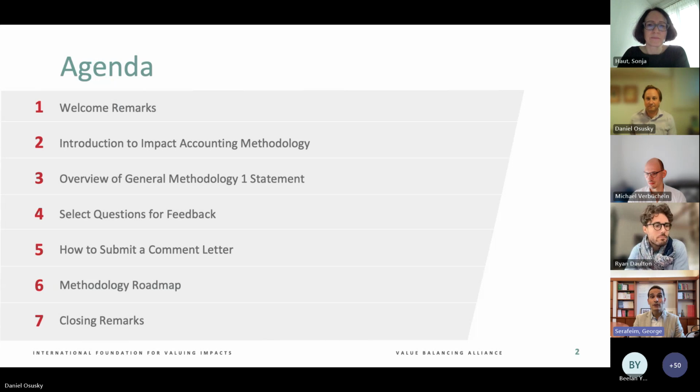If you haven't already reviewed it in detail, I really highly encourage you to do so and to provide your feedback prior to the close of the public comment period, which, as a reminder, is October 16th. I think this publication represents a very significant milestone in the field of impact accounting, impact measurement, and impact management more broadly. It represents the first joint publication of the two organizations, the IFVI and the Value Balancing Alliance, and serves as the foundation for future publications to establish a credible and comprehensive impact accounting methodology that is independently governed by the Valuation and Technical Practitioner Committee.